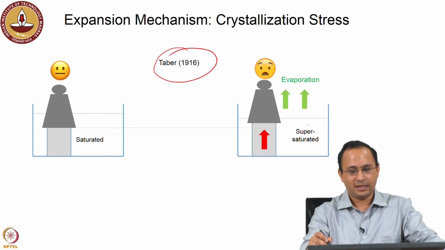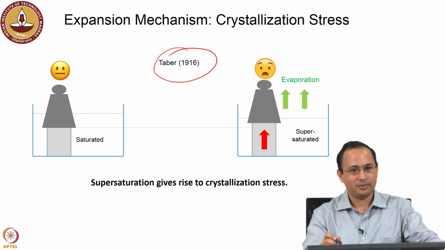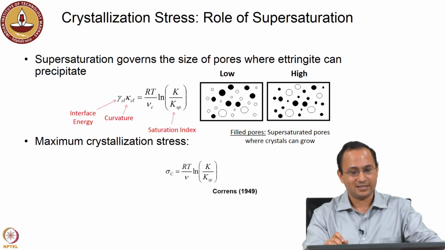Then what happens, due to evaporation, is that your saturated solution will become supersaturated, and that led to the growth of crystals, and that lifted the weight. The simple experiment tells us that supersaturation gives rise to crystallization stress. Right? This test was done a long time back, and we can calculate this crystallization stress.